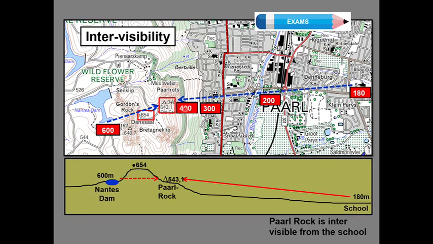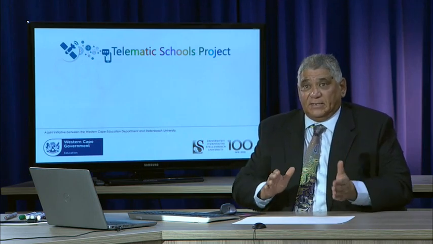So this is what it looks like. Here we've got the Nantes Dam, 600 meters. Here we've got Gordon's Rock. Have a look at that, 654. So Gordon's Rock is a blocking feature. This means it's impossible for you to see Paarl Rock on the other side, and therefore we say that Paarl Rock is not indivisible from the dam.